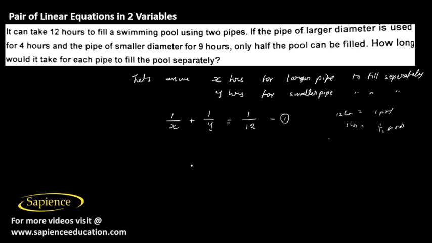Now it's given the larger pipe is used for 4 hours. In 1 hour, the larger pipe will fill 1/x, so in 4 hours, it should fill 4/x. And the smaller pipe is used for 9 hours. In 1 hour, the smaller pipe fills 1/y, so in 9 hours, it should be 9/y. And then it will fill only half of the pool. That is the second equation.